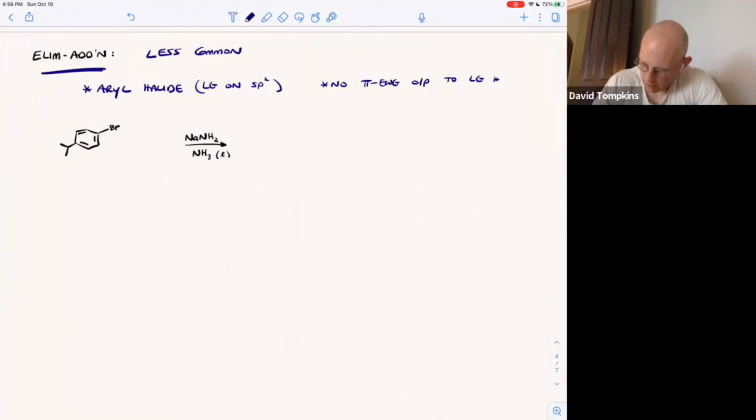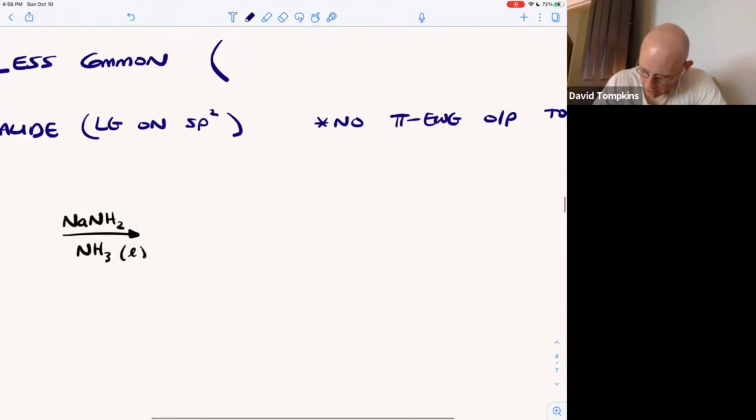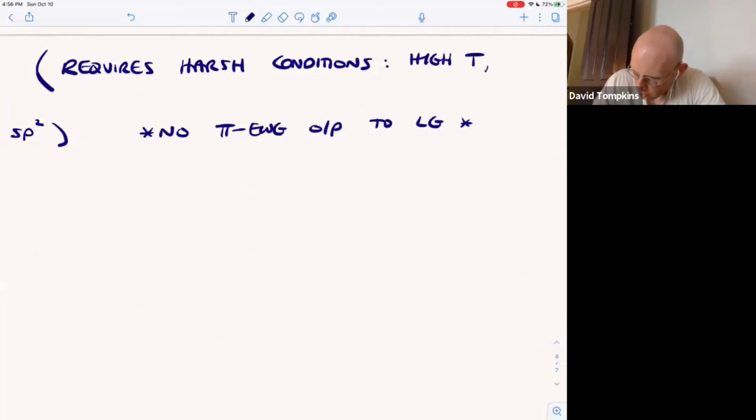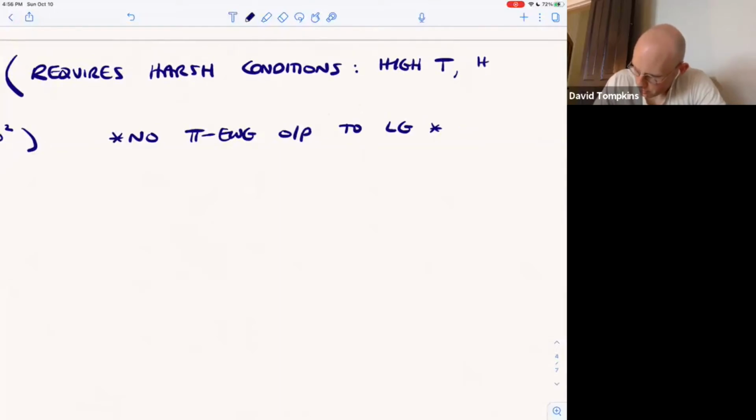So a different mechanism must occur. And this elimination-addition mechanism requires very harsh conditions. Like extremely high temperature, 200 or 300 degrees Celsius, and some high pressure.